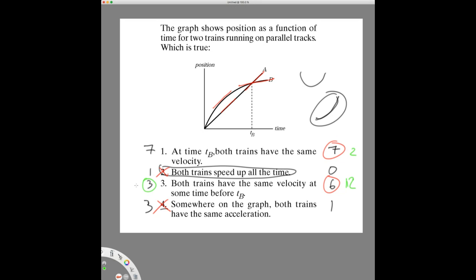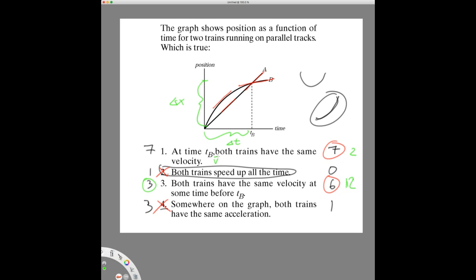Option 3 is correct. Let me talk about option 1 though, because if you picked option 1, you're thinking the right way. It's a little bit about fine print about the language. It says at time TB, both trains have the same velocity. And people who pick option 1 are probably thinking in terms of there being a delta X and a delta T, and they both travel the same distance in the same time, and so their velocities are the same.